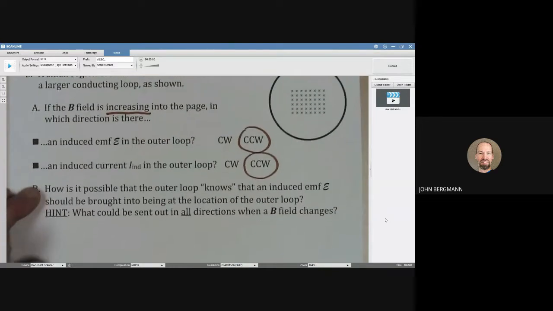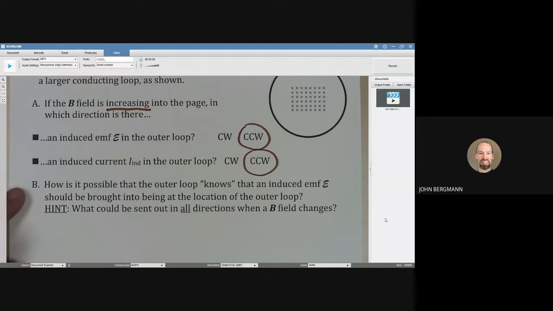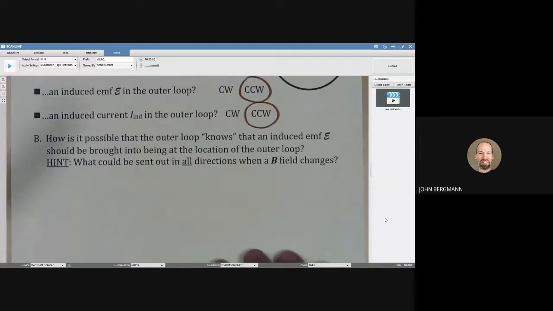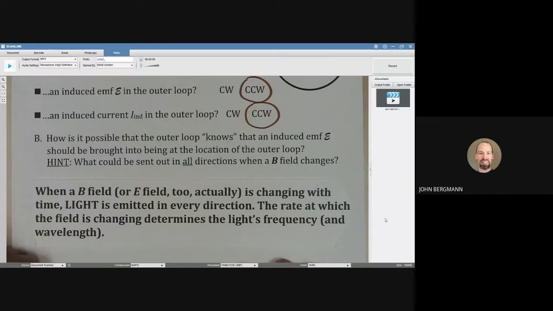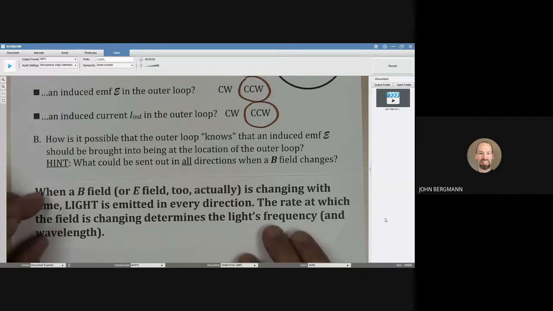How is it possible that the outer loop knows that an induced EMF should be brought into being at the location of the outer loop? In other words, what could be sent out in all directions when a magnetic field is changing? When the magnetic flux is changing, basically light is emitted. And the rate at which the flux is changing determines the light's frequency and its wavelength and so on.